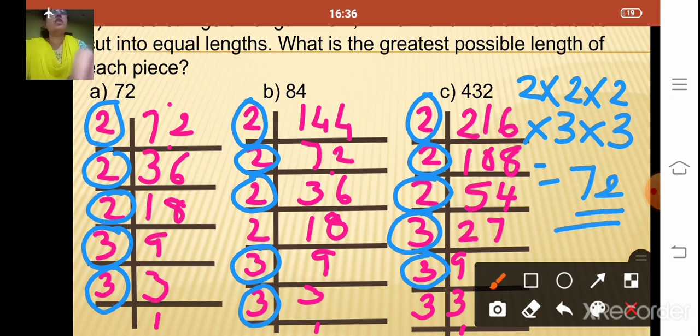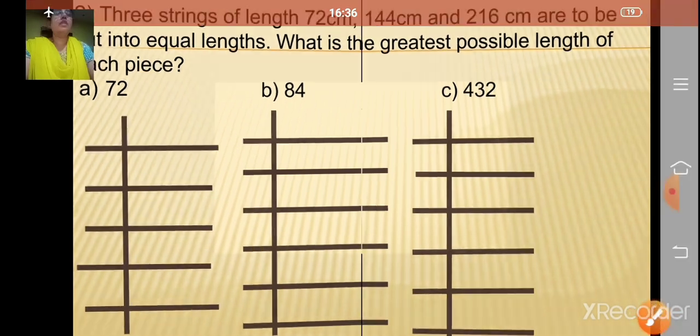72. So which is your correct option? The answer is A1. So A1 is your answer. Okay children, you have to solve it and then take the correct option. Coming to the third sum.